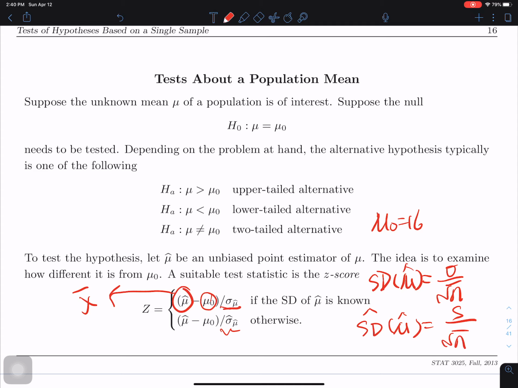s divided by the square root of n, where s is equal to the square root of 1 over n minus 1 times the summation of squares.